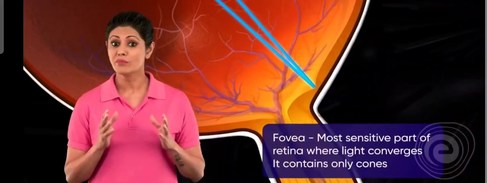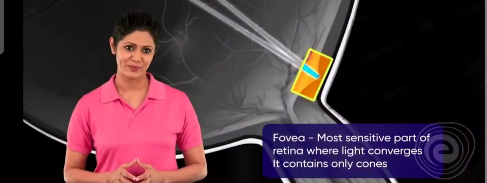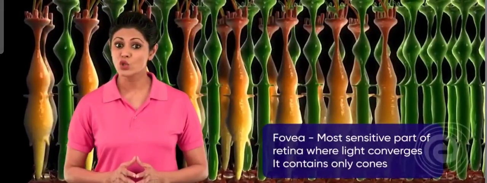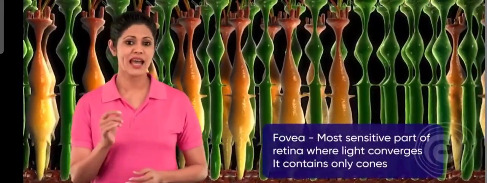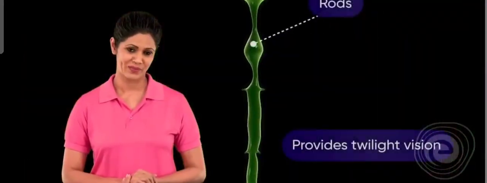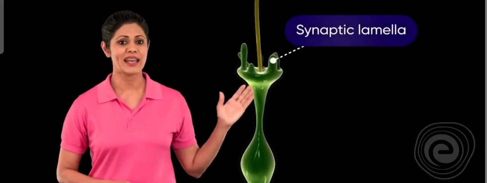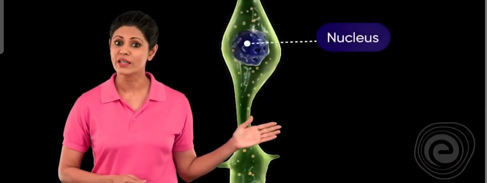The area most sensitive to light on the retina is the fovea. It contains the visual sensing apparatus, the light receptor cells called rods and cones. The rods are cylindrical in shape and contain the synaptic lamella, which is attached to the neuron. It also bears a nucleus.